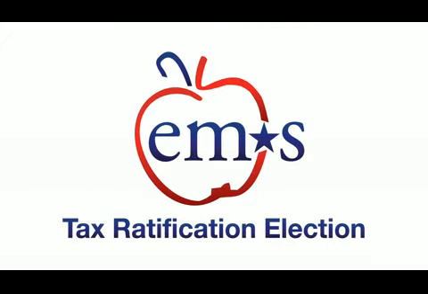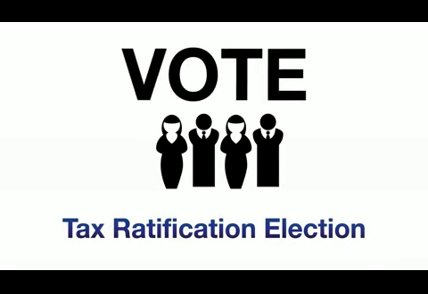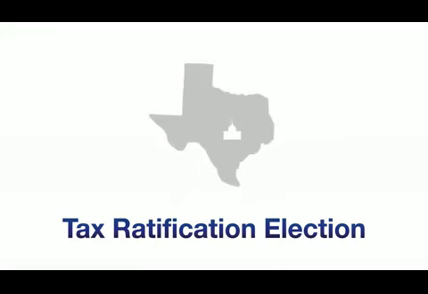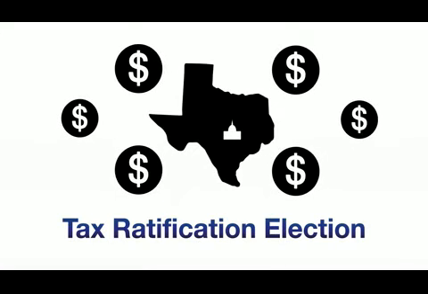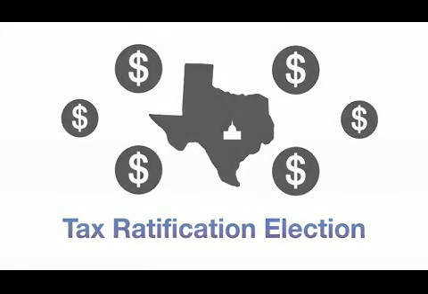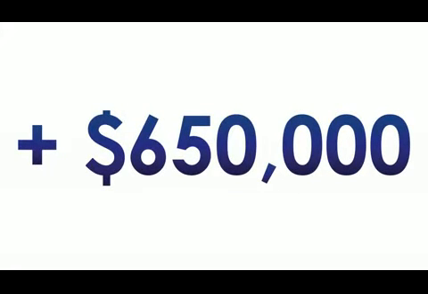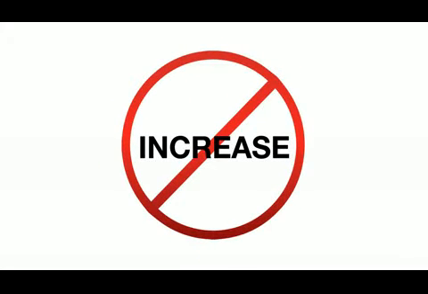The Eagle Mountain-Saginaw ISD has called a tax ratification election to ask the community to consider a change in how we collect taxes in our M&O and I&S funds to maximize our state funding. The proposed change would bring the district an additional $650,000 from the state of Texas without increasing taxes for the next school year. How is this possible?